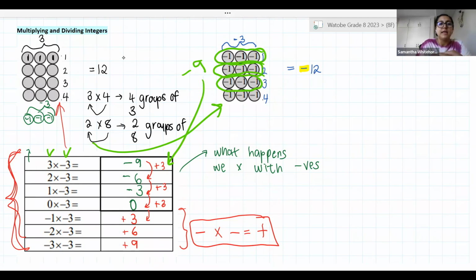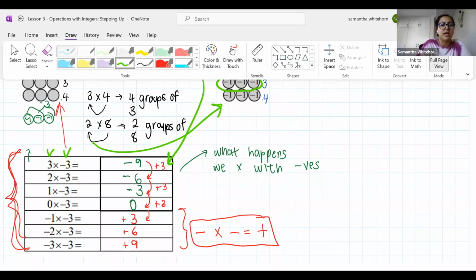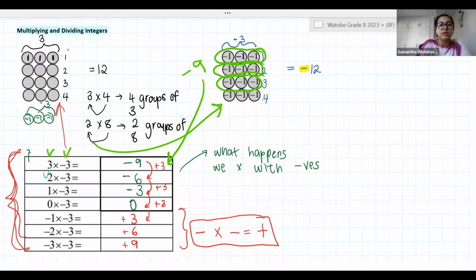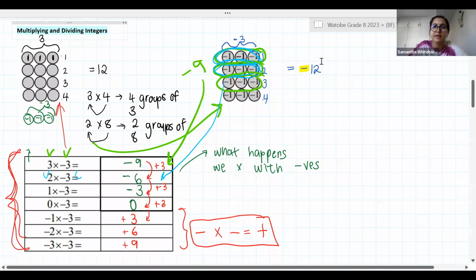If I then look at my second step, or my second multiplication rather, I've got 2 times -3. So now I'm only multiplying 2 of these groups. And so if I add that together, I get -6. Does that make sense? Yes, ma'am. Okay, good. Well done. Thank you, ma'am.